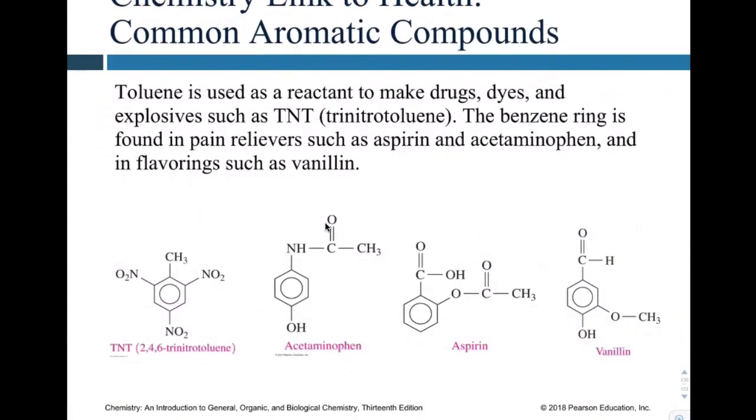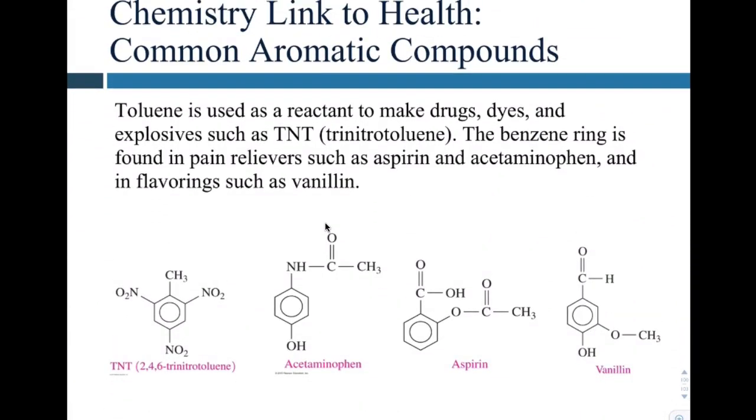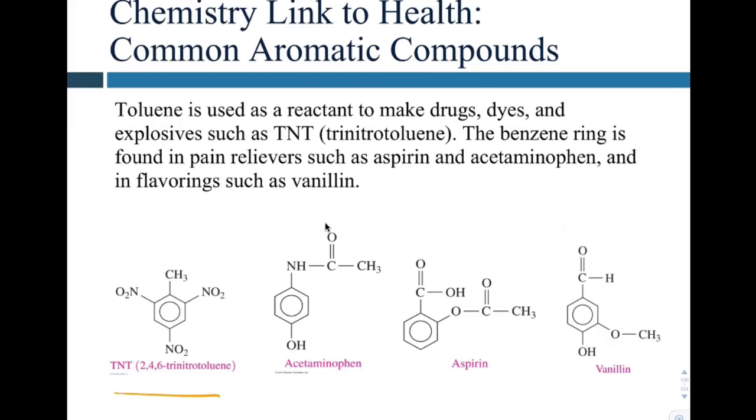Toluene is used in TNT, trinitrotoluene. So how many nitro groups are there? 3, right? So here it is, TNT. Another one, you can see benzene in acetaminophen, aspirin, and vanillin.